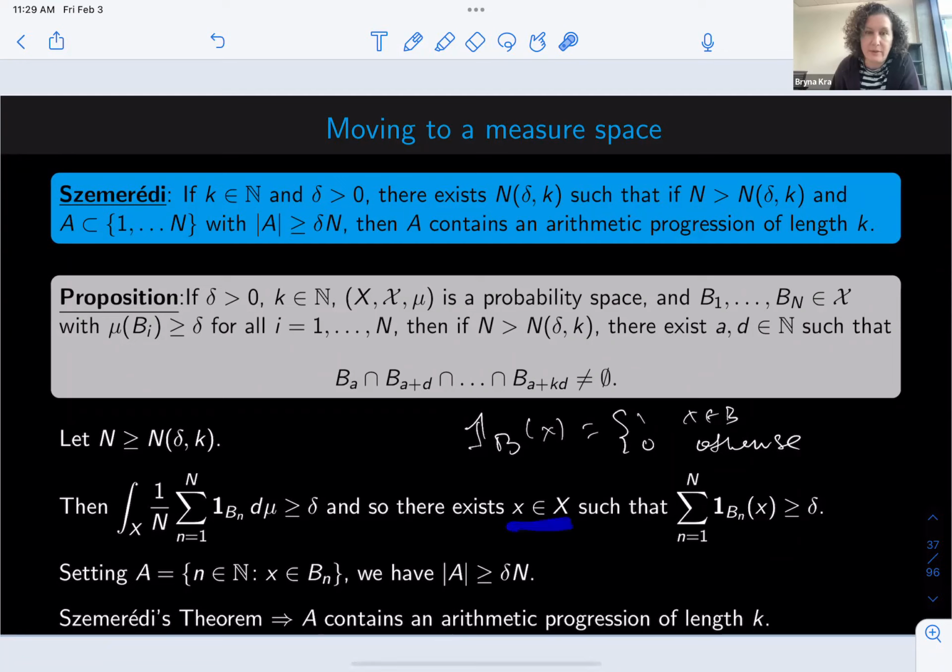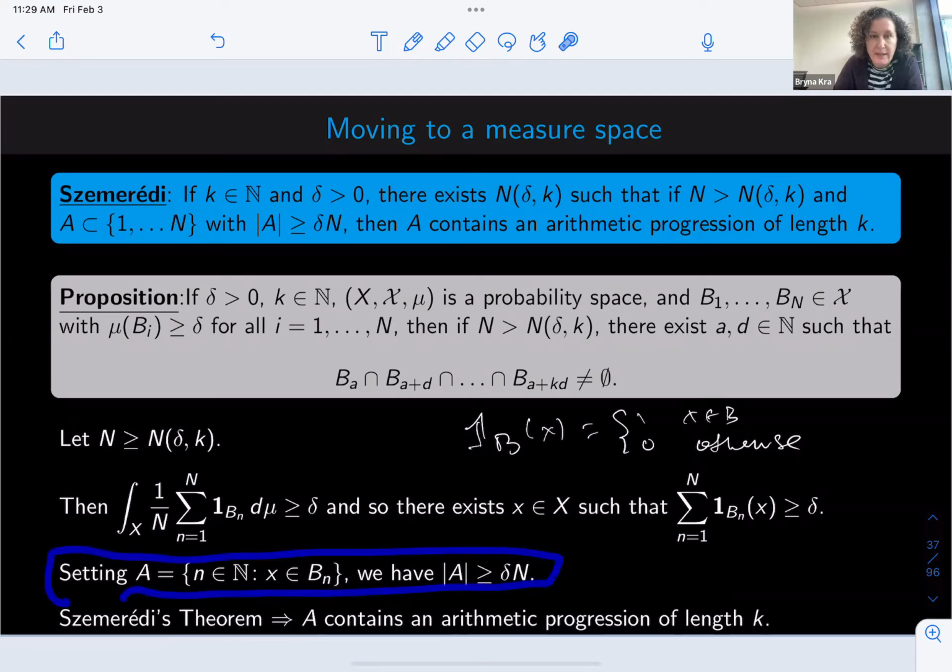So there is some point where the average is bigger than or equal to delta. Okay, so that point, we'll call it x. And now you have to look at where x lives. In other words, which of the sets that we started with in the list, B1, B2, B3, does x live in? Okay, and that is exactly a set to which we can apply Szemerédi's theorem, this set A.